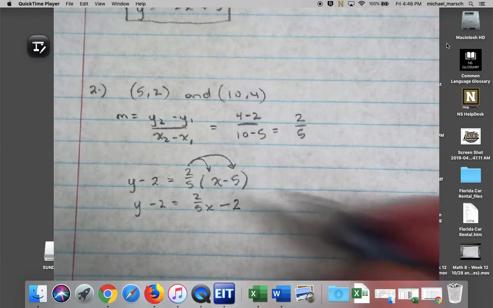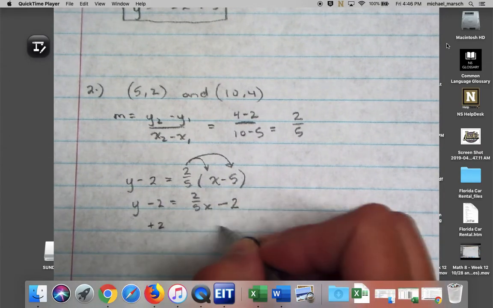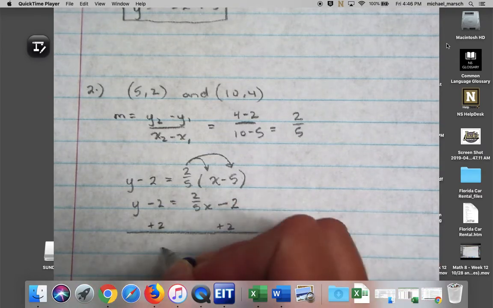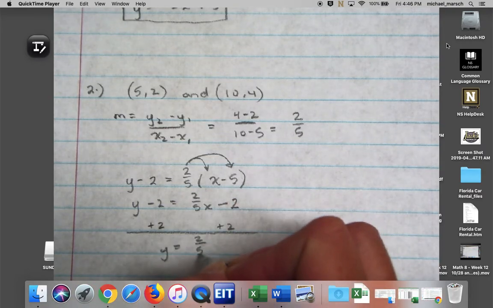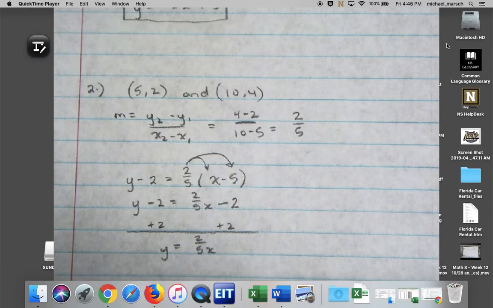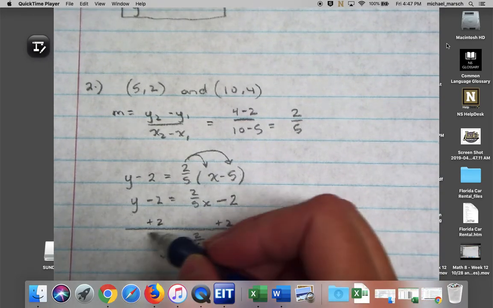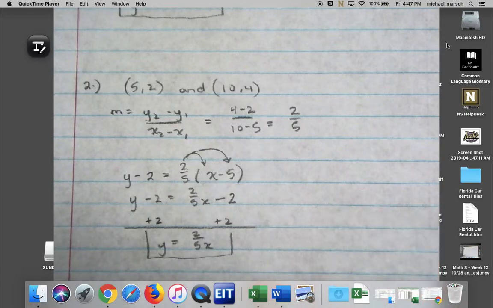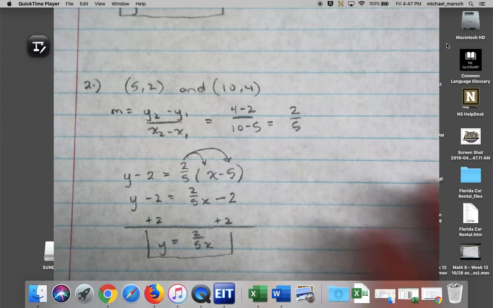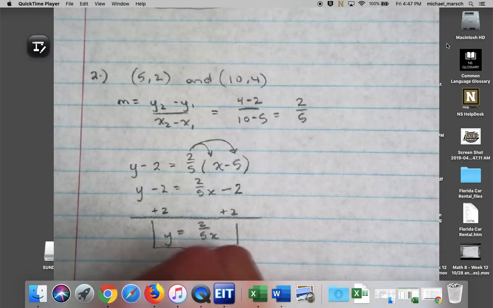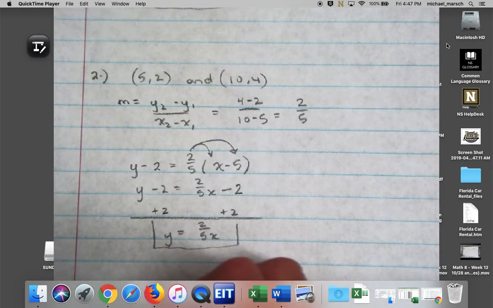Okay, so now I have to add 2 to both sides. y equals 2/5 x, and that's going to be it. That's going to be my whole slope-intercept form. I don't need to put plus 0, right? Pretty happy about that. So there's number 2. And then number 3 would be exactly like number 2. Solve like number 2.